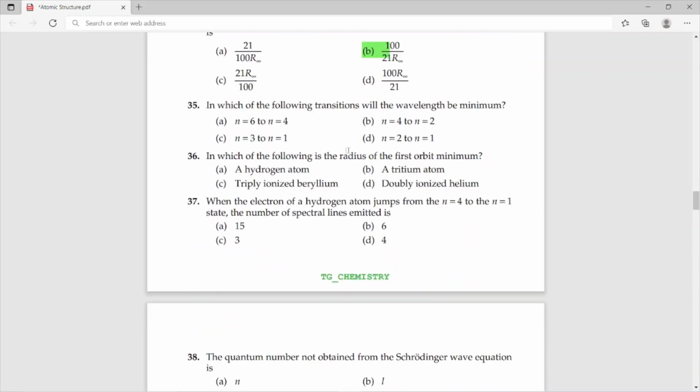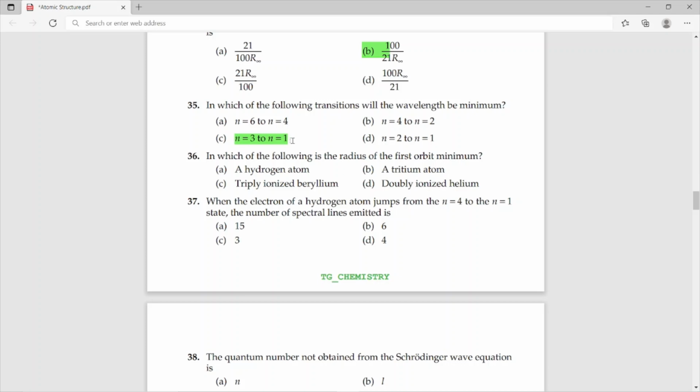Next comes the 35th one, in which of the following transitions will the wavelength be minimum? The right answer for this one is option C, that is n = 3 to n = 1.